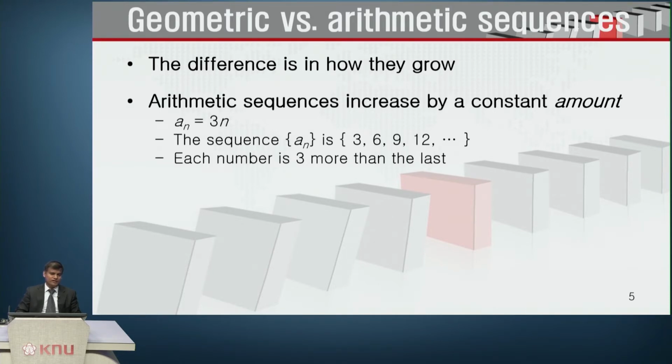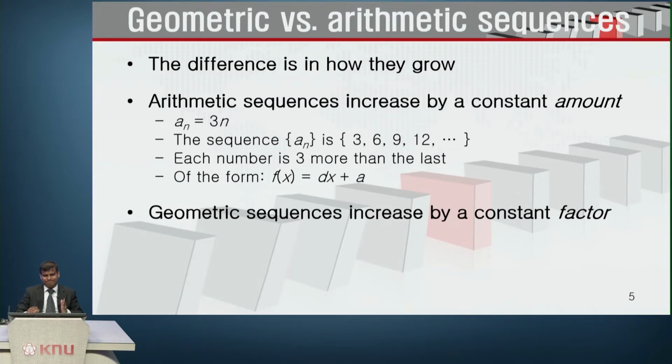How about a geometric sequence? Just have a thought on the arithmetic sequence. This form is quite easy for us to understand. f of x, if you take it as a function, f of x equals dx plus a. As we have seen earlier, each number is 3 more than the last number. So dx plus a, the constant term, is added again and again. That's for the arithmetic sequence.